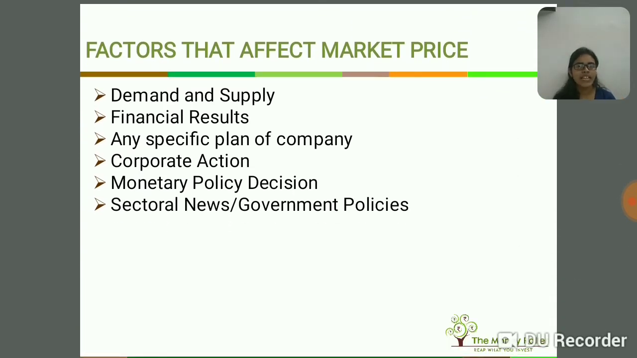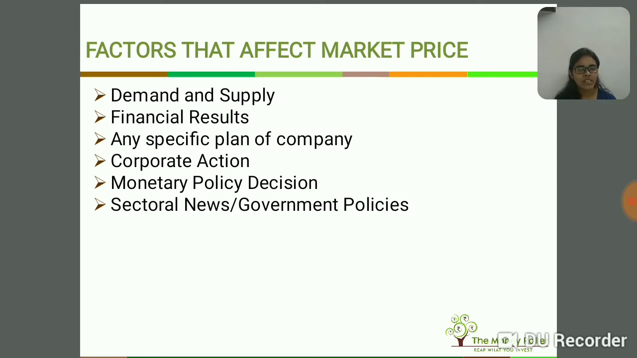First of all there is demand and supply. If there is more demand, the price goes up, and when there is more supply, the prices go down. So this is our normal rule. Also the financial results of the company come up. They come up on a quarterly basis as well as on a yearly basis. So these things also impact the price. Then if there is any specific plan of the company, say there is Tata Motors and they are coming up with one factory in some place, that is one big news for the company, right?